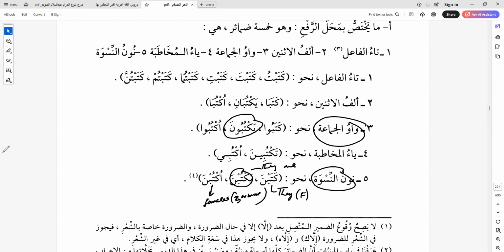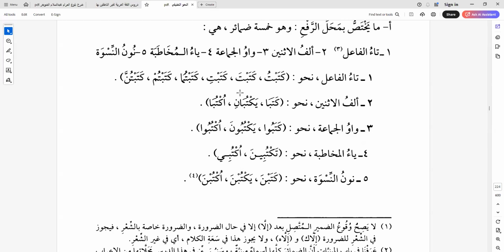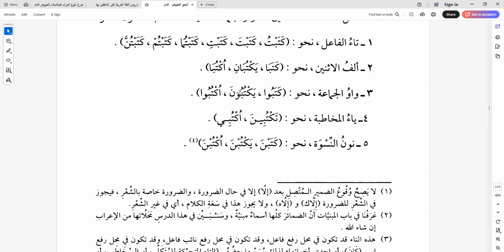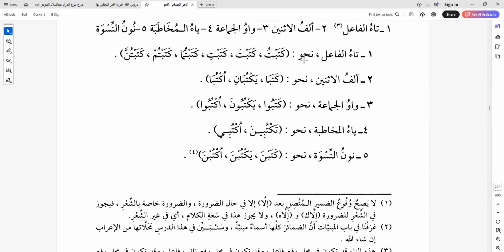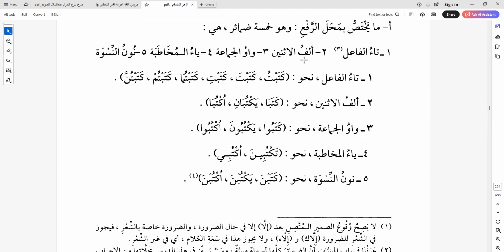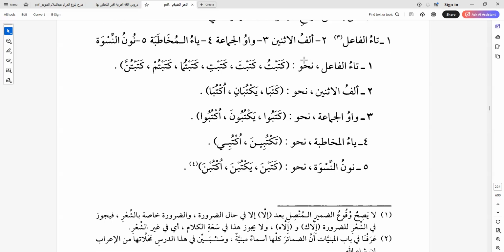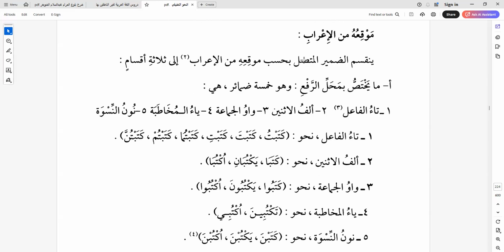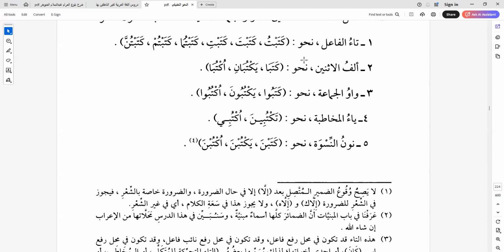So these doma'ir are all in what? Fi mahall raf'i. Right? They are in the position of raf'i. And the raf'i, alamatul raf'i, cannot manifest itself on them. So we need to put them in mahall. And then we have ta'u fa'il, which we're gonna talk about later.